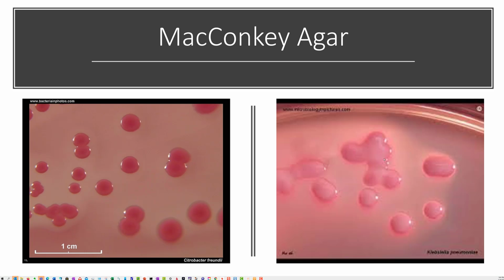Here's a mucoid. This is Klebsiella pneumoniae, and this is Citrobacter freundii. And they have characteristics. This one tends to clear around a little bit, but it's also a lactose fermenter. This one is non-fermenting, but you can see this mucus. It looks like somebody blew their nose on the plate.